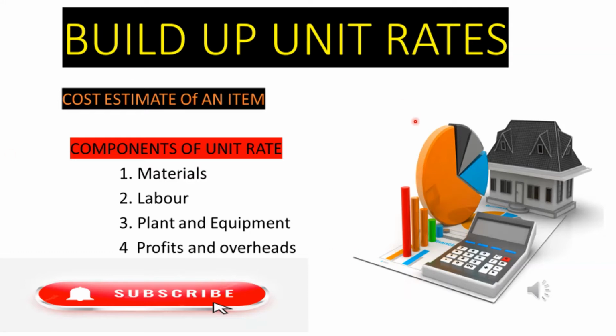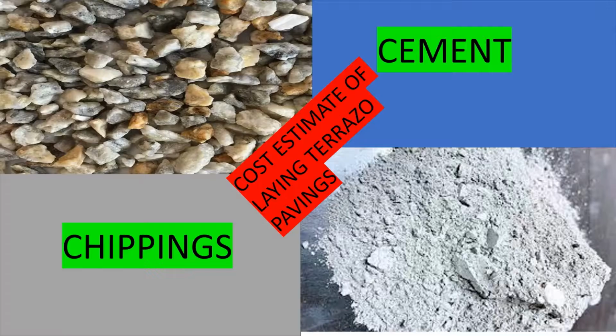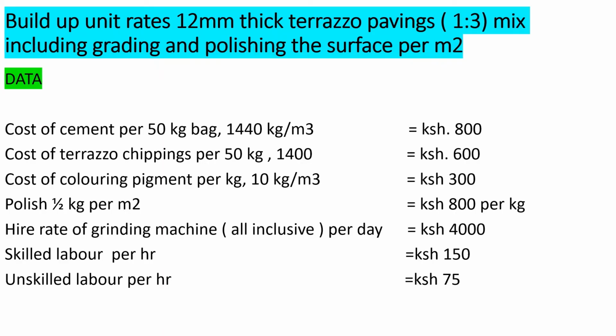Now let's look at the data that we have been given and how we are going to build up that unit rate. We want to estimate the cost of terrazzo pavings. So we have the material, that is the cement, the chippings, and then we have the pigment, and then we have the color. So let's proceed. We are building a unit rate for the 12 millimeters terrazzo paving, which has a ratio of 1:3 mix, including grading and polishing the surface per meter square.